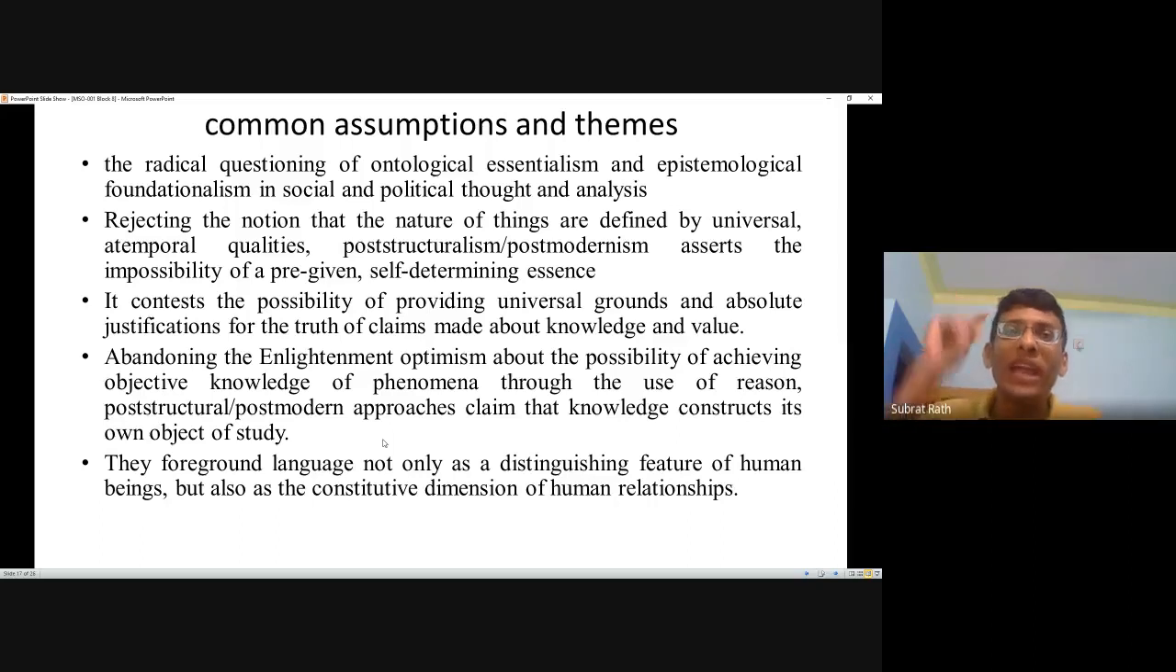Rather, we must believe by questioning and coming to the conclusion, abandoning the enlightenment optimism about the possibility of achieving objective knowledge of phenomena through the use of reason. Post-structuralism and postmodern approaches claim that the knowledge constructor is one object of study. What you are saying may be scientific, but how can I achieve that? That may not be scientific for me. So I am challenging you.